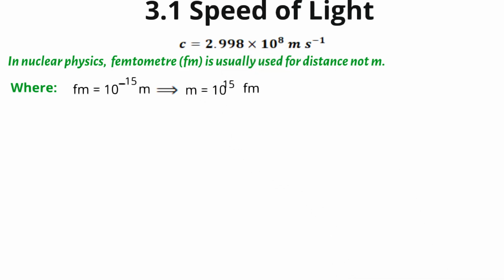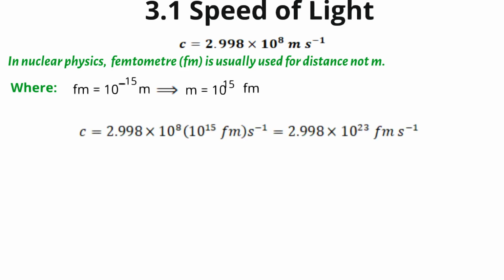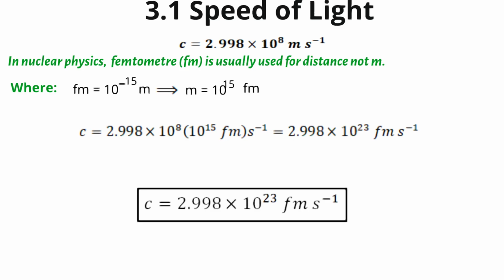So, in the place of meter in c equals 2.998 times 10 to the 8 meters per second, we can substitute for meter, and we are going to have 2.998 times 10 to the 23 femtometers per second. So don't be surprised to see this as the expression for speed of light that you are going to use in calculations in nuclear physics.